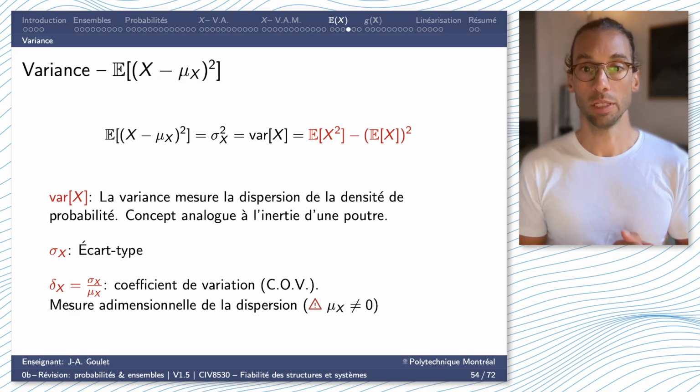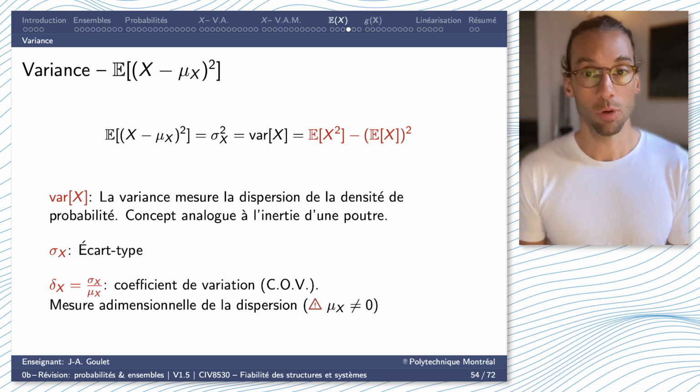Another measure we typically use is the coefficient of variation, COV, which represents the ratio between my standard deviation and my mean. And this is meant to be used for means that are different from 0.